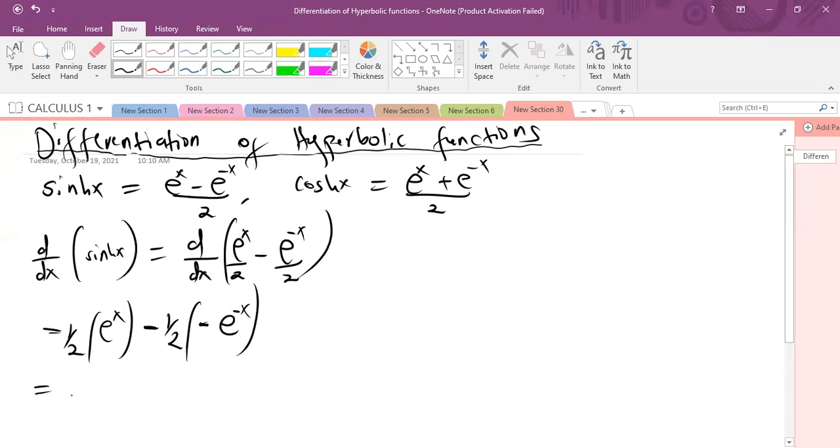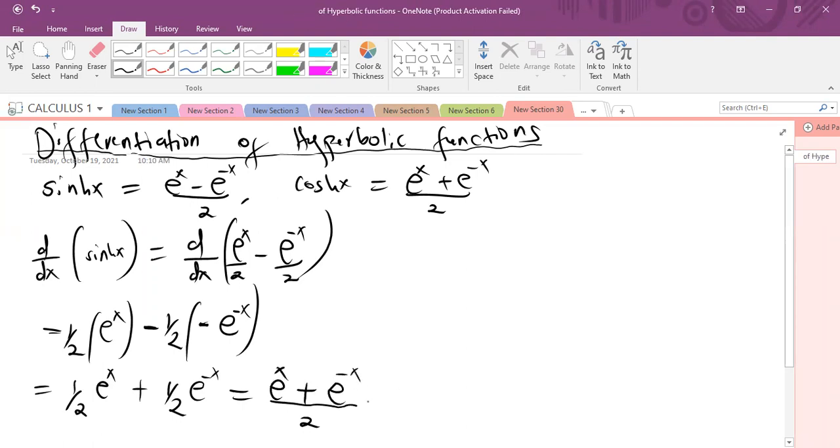So putting this together, this gives me a half exponential x plus a half exponential minus x. Putting these two under the same LCM, which is 2, it will give me exponential x plus exponential minus x over 2, which is equal to cosh x, as you can see here. And from the tables, we saw that sinh x when differentiated gives cosh x and vice versa. So that's how we go about differentiating the hyperbolic forms.